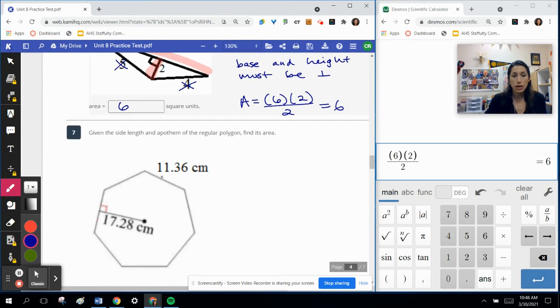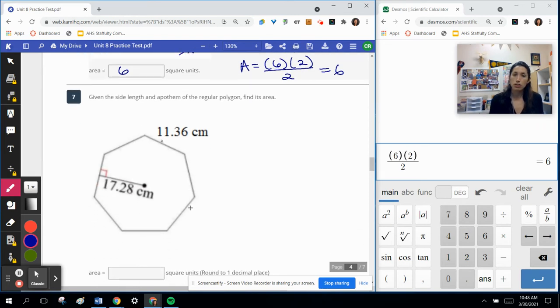We're still going to use that idea of area of a triangle. So to find the area, now we're going to area of a polygon. Area of a polygon is base times height. So still base times height divided by 2, because that's how we find the area of a triangle. But then you just have to multiply that by the number of triangles that you have. So if this is regular, all the sides, this would be 11.36 as well.